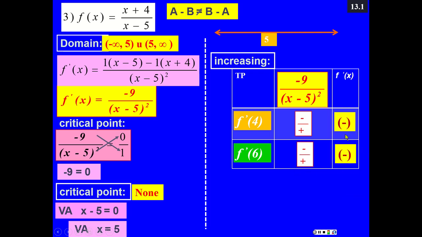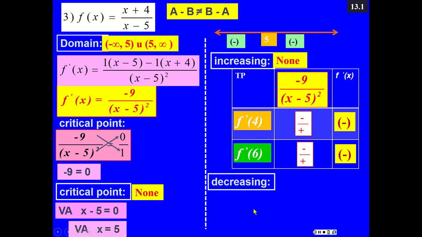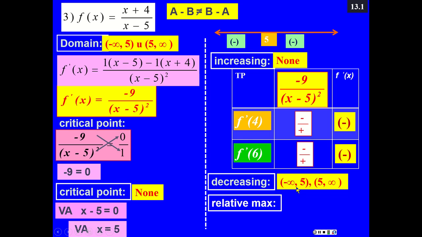Then, these two, I'm going to label on my line. On the left side is decreasing. On the right side is decreasing. Then, my increasing is going to be, there is no positive sign. That means my increasing is going to be none. Then decreasing. Decreasing is everything, but don't forget, except your vertical asymptote. That means my decreasing is going to be the same as my domain.